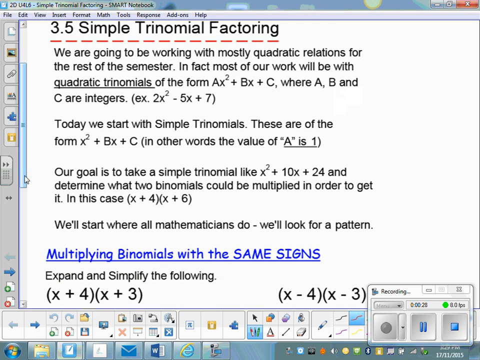For the rest of the semester, we're really going to be focusing on quadratic relations. So we're going to be looking at equations that have x squared as the lead term in it. We've worked with ax squared plus bx plus c before. Today we're going to start with simple trinomials, of the form x squared plus bx plus c. In other words, the value of a out in front is going to be 1.